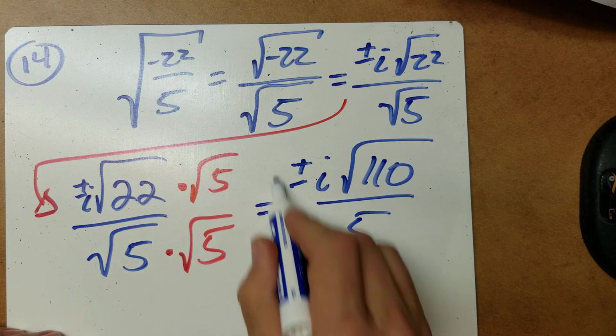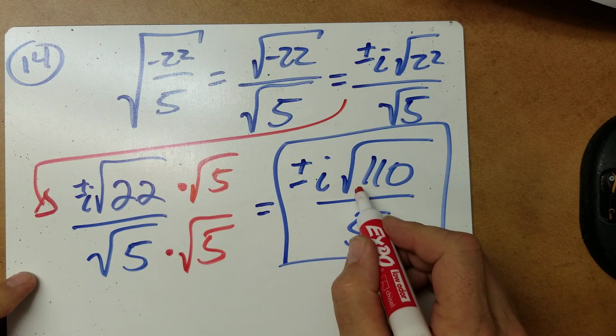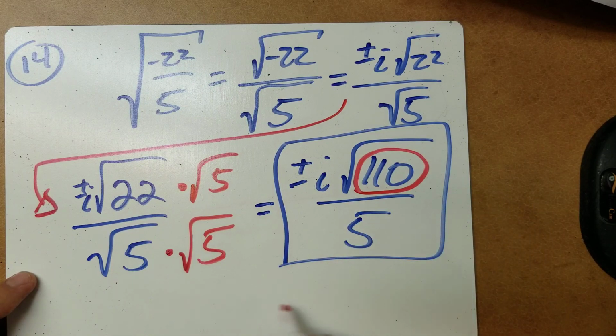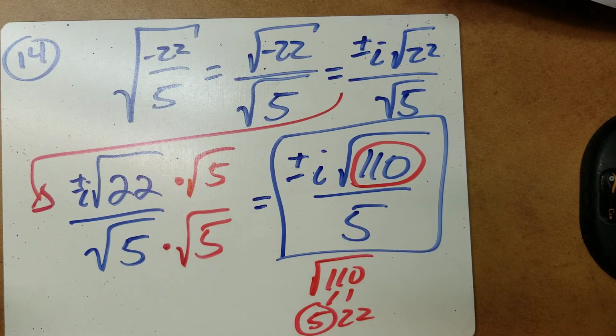This is the answer that they have on the worksheet. You would have to determine, can I do anything with the square root of 110? Can that be broken down further? And since it's 5 and 22, the answer is no. There's nothing else you can do. So that is as far as you can get, and that's the answer.